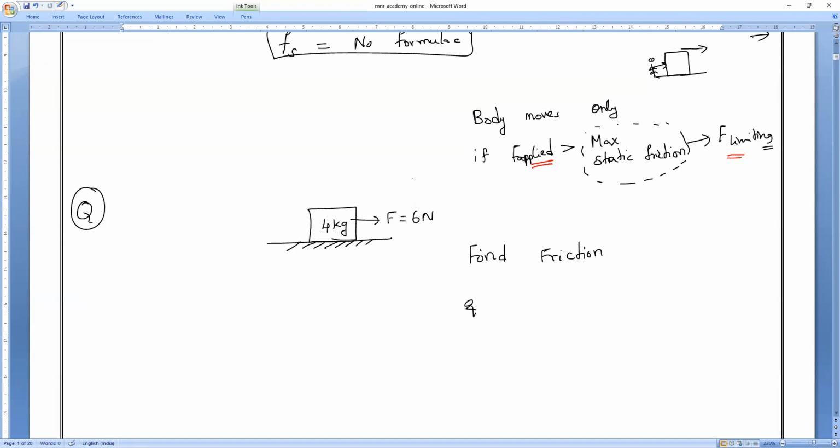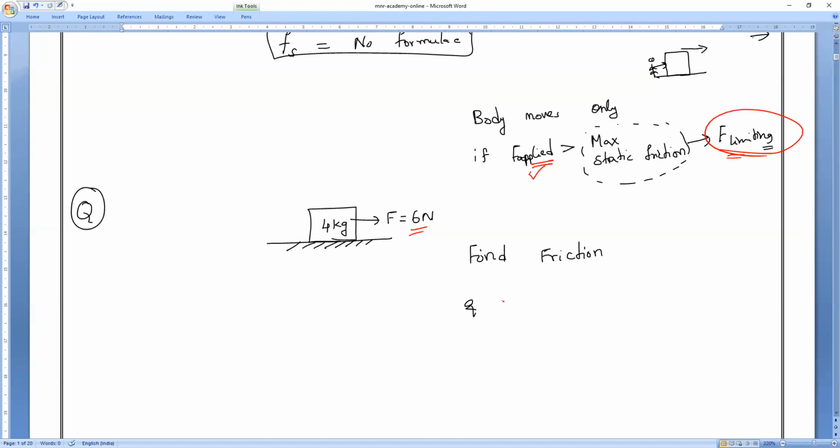Do you understand? Yes, sir. That is what you should be very careful about. First you should find what F limiting is. Then if F limiting is more than the applied force, the body is said to be in what? Rest. If F limiting is less than the applied force, then the body is in what? State of rest. Clear, everybody?